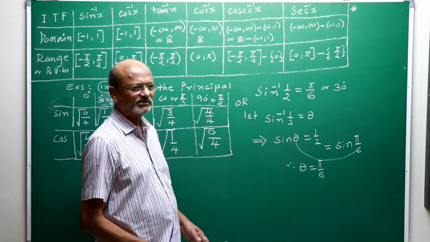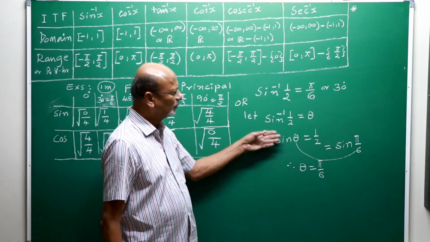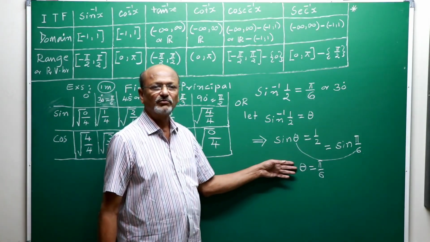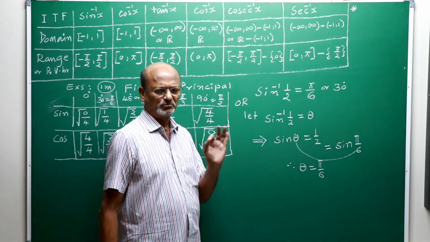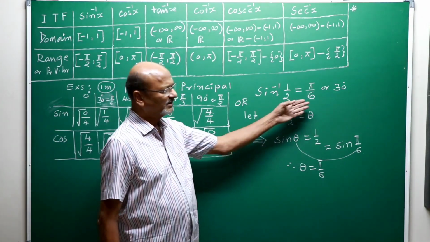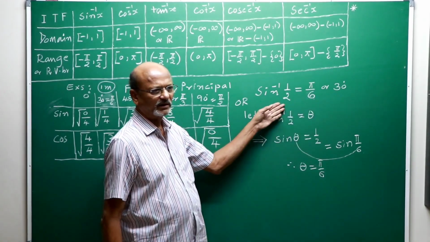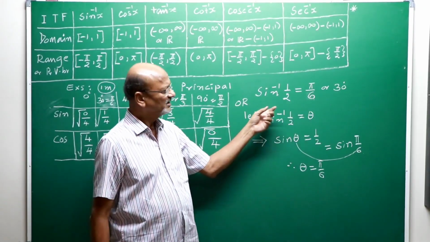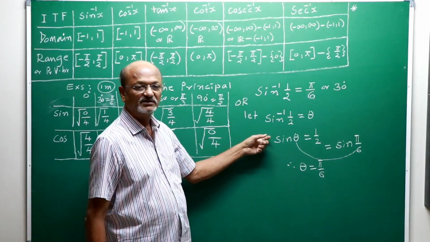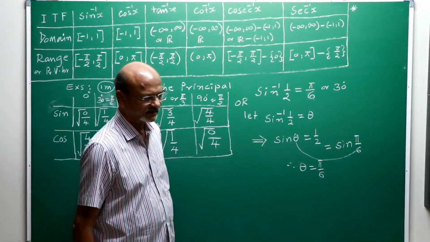If anybody wants a little bit more steps, fine. There are some friends who want it to the point. What is it? It is an angle whose sine is 1 by 2. What is that angle? 30 degrees or pi by 6 radians. You can write in this way, otherwise in this way if you want a method.